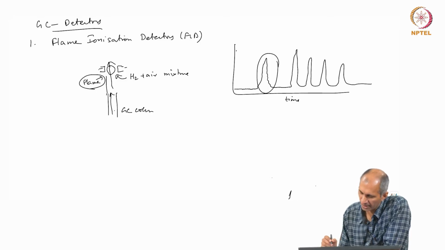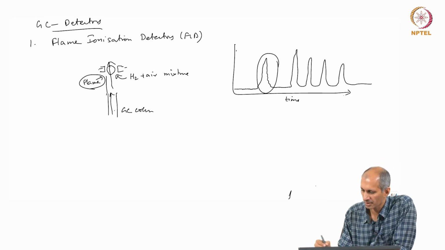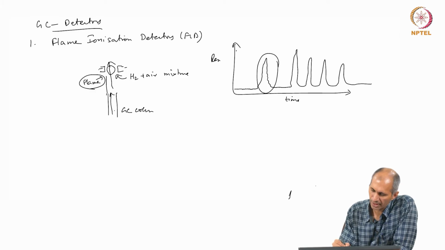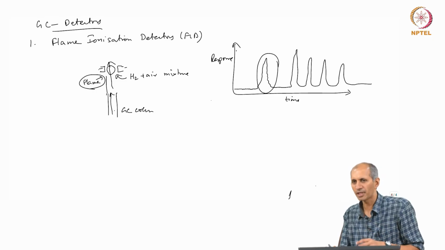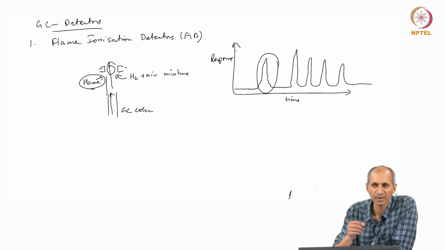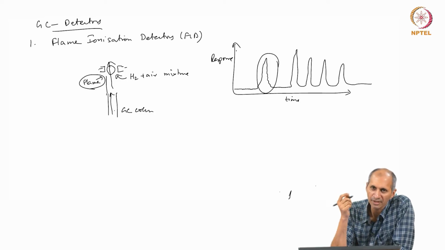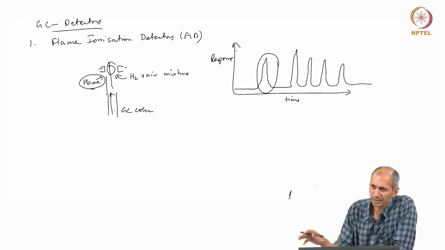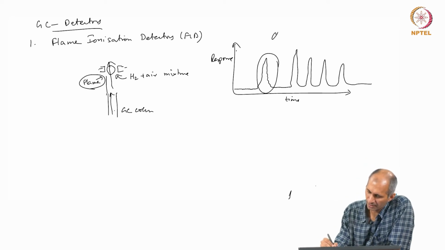So this is the way the detector represents the signal. This is called a response. In the case of FID, its raw data is in terms of millivolts or some such unit, and you have to convert it to units that you are comfortable with, whether concentration or area or some such thing. We do not do anything here, this is a response, and this data as it appears is called a chromatogram. This is our raw data.